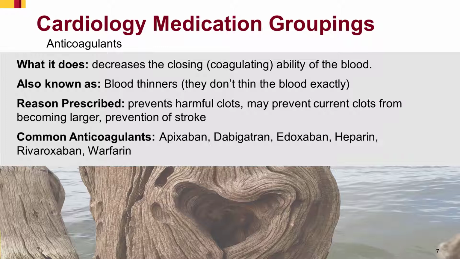We're going to start with anticoagulants. Taking this decreases the coagulating ability of the blood, or clotting of the blood. You might know them as blood thinners, but they don't exactly thin the blood. The reason that they might be prescribed is someone already has clots, or we're trying to prevent future clots, such as stroke, or current clots from becoming larger. There's a list here of some really common anticoagulants. Heparin and warfarin are very familiar.